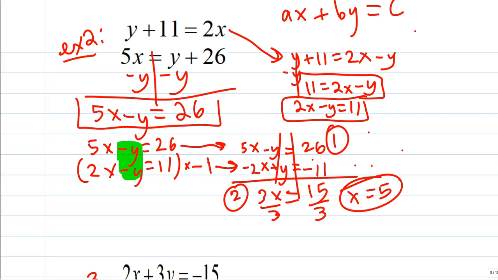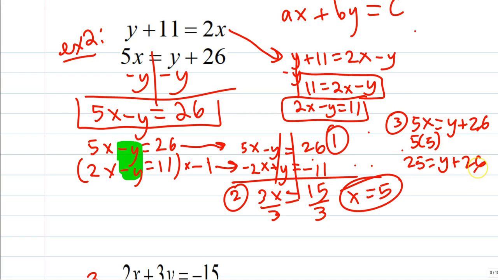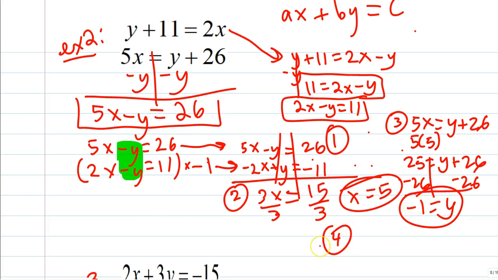How about 5x is equal to y plus 26? Because 5 times 5, or 25, is equal to y plus 26 is pretty easy to solve. If I subtract the 26, I get that y is equal to -1. What's our answer? Make sure you write your answer as an ordered pair, (5, -1).